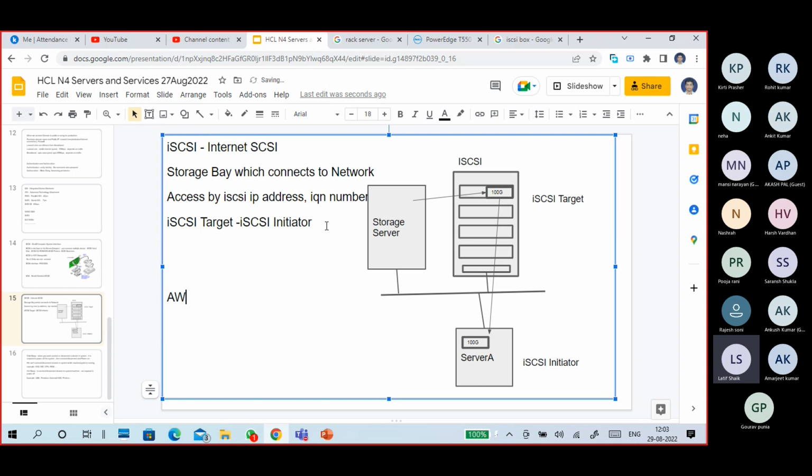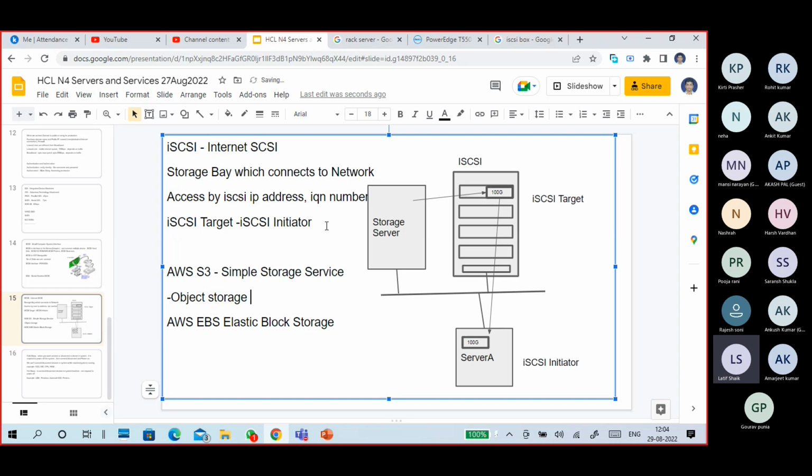But if you go to AWS, there is a service called EBS, the Elastic Block Storage. Okay, and AWS also has the S3 service, the Simple Storage Service. S3 is an object storage, called object storage, not file storage.